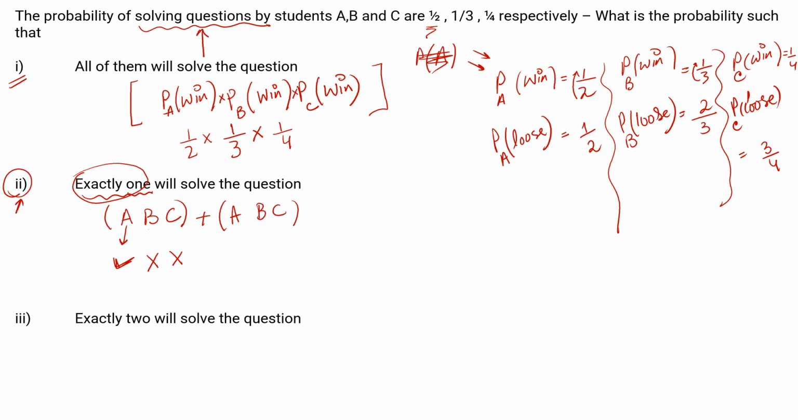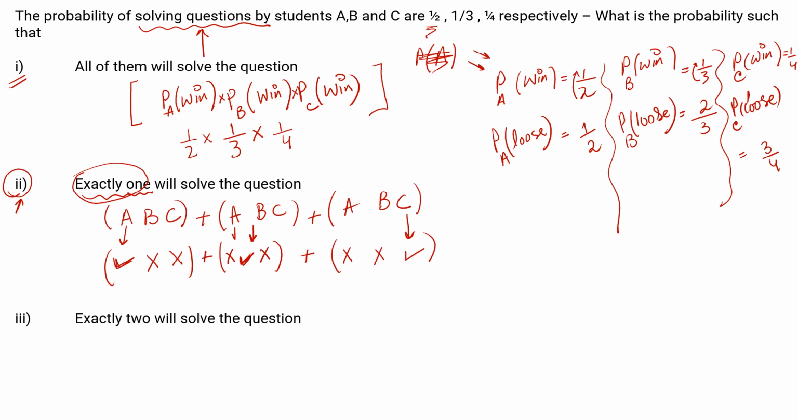My second case says that the student B solved the question, and A and C don't solve the question. Similarly, there is one more case: the student C solved the question, whereas A and B are not able to solve the question. So there are 3 scenarios according to which exactly one student will solve the question.